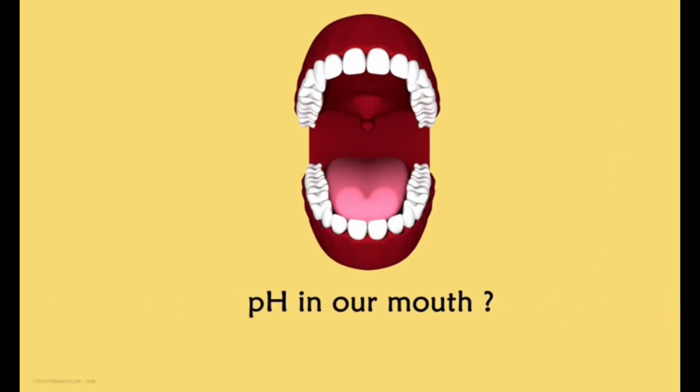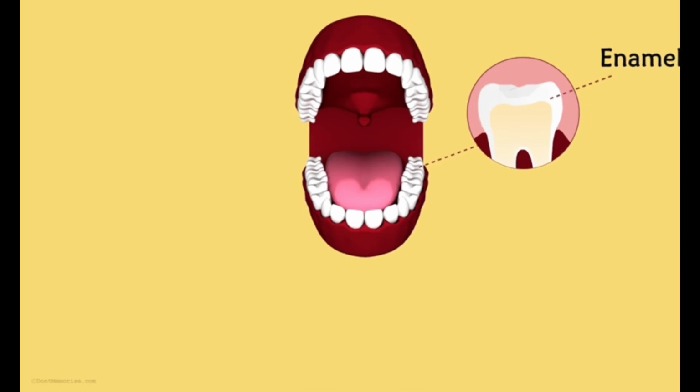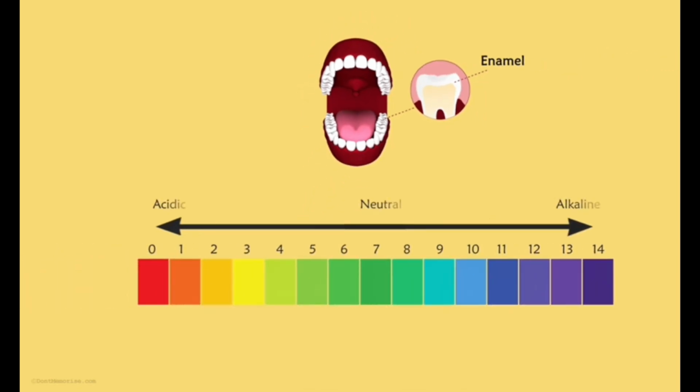Yes, the pH in our mouth also has an effect on our teeth. Tooth enamel is the hardest substance in our body and does not dissolve in water and mildly acidic solutions. However, it gets corroded slowly when the pH in the mouth falls below 5.5. But how does the pH fall below 5.5?